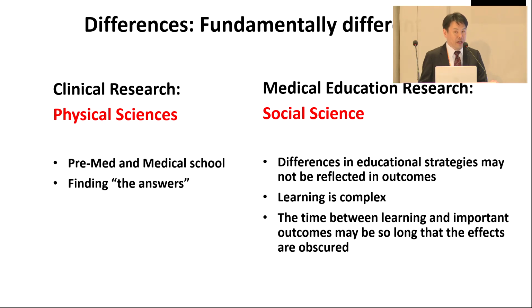And what are the other differences? I think between these two kinds of research, there is a fundamental difference. Clinical research is more like a physical science. It is what we have been trained and taught in pre-med or medical school. The majority is about finding the answers to what you are asking. But how about medical education research? It's more like a social science. It could be talking about the difference in education strategies, which may in fact be reflected in the outcome of the students.